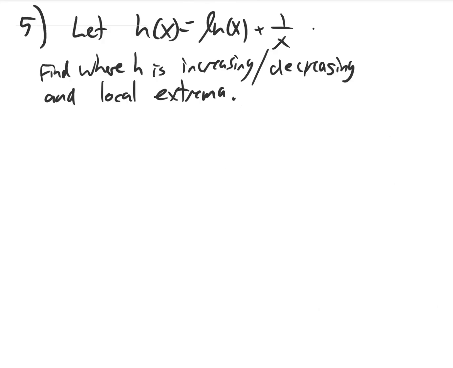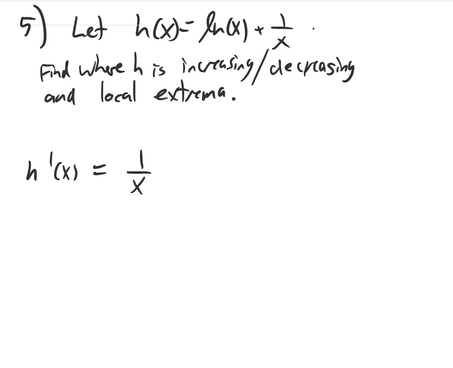Number 5, let h be the function h of x equals natural log of x plus 1 over x. Let's find out where h is increasing and decreasing and look for local extrema. So the first thing we do is take the derivative, because where the derivative is positive, we're increasing, and where the derivative is negative, we're decreasing.